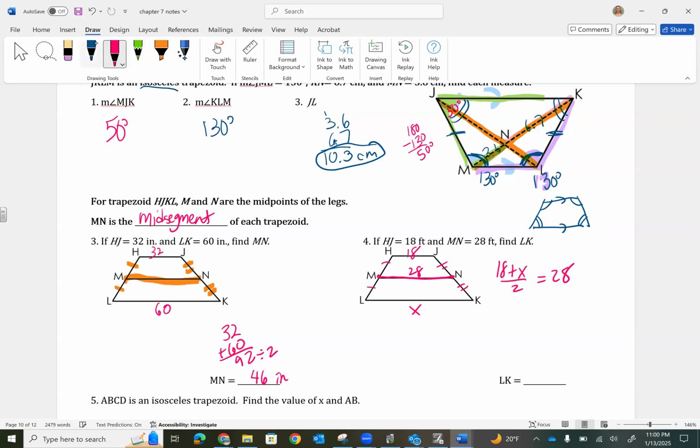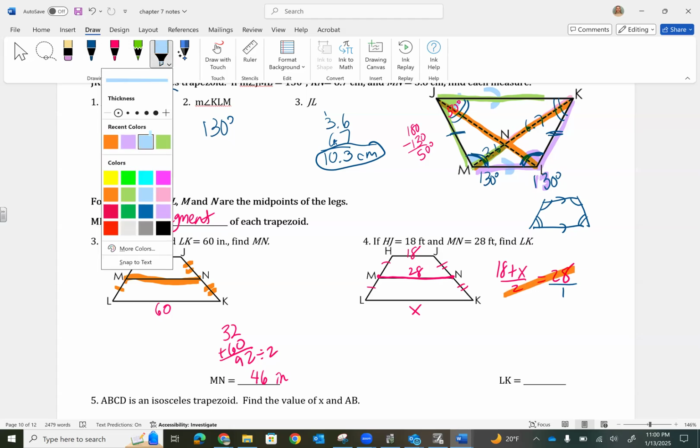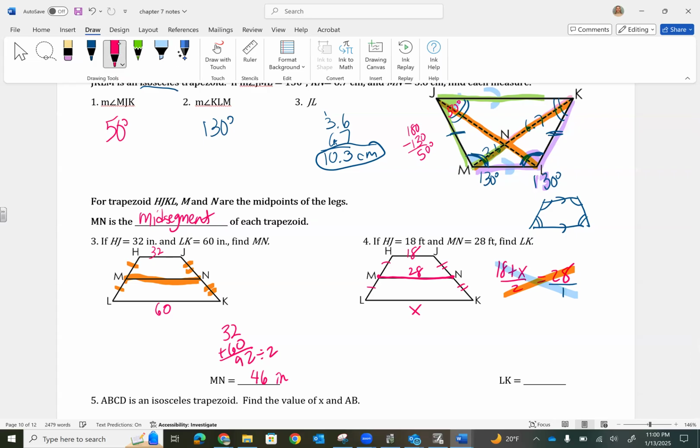To solve this one, you can cross multiply. 28 times 2 is 56 equals 1 times 18 plus x, which is 18 plus x. Subtract 18 from both sides, and you're going to get x is equal to 38, and that is going to be in feet.